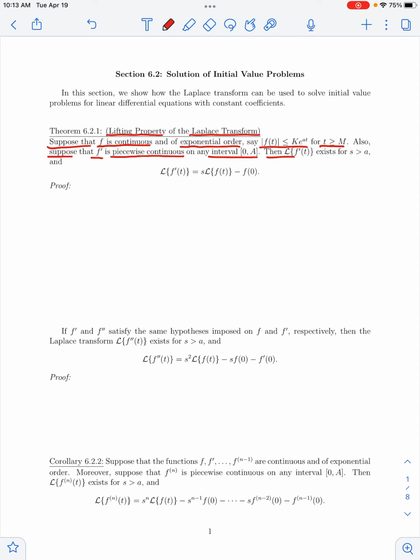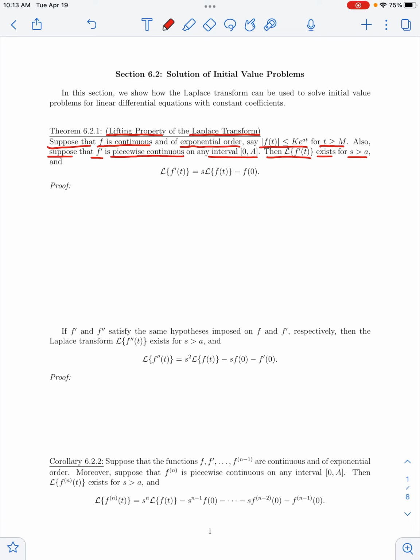Then the Laplace transform of the derivative f prime exists for certain values of s, and the Laplace transform of the derivative f prime is given by s times the Laplace transform of the original function f minus the value of that function f at time 0. So this is an important result which we will use throughout chapter 6.